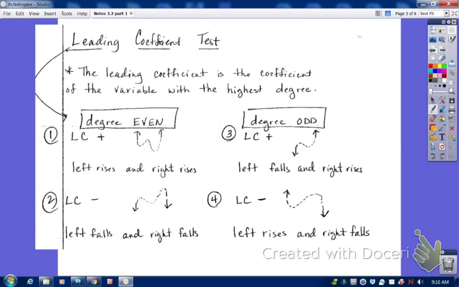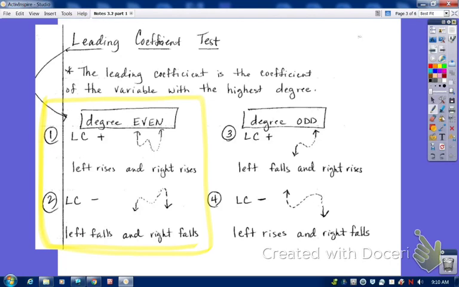It says the leading coefficient is the coefficient of the variable with the highest degree. And then I've broken this down into two areas. If the degree, that means the highest exponent, is even, and this is what we saw from our T-chart graphs, and I abbreviated leading coefficient LC, and LC is positive, then both ends of your graph are going to go up.